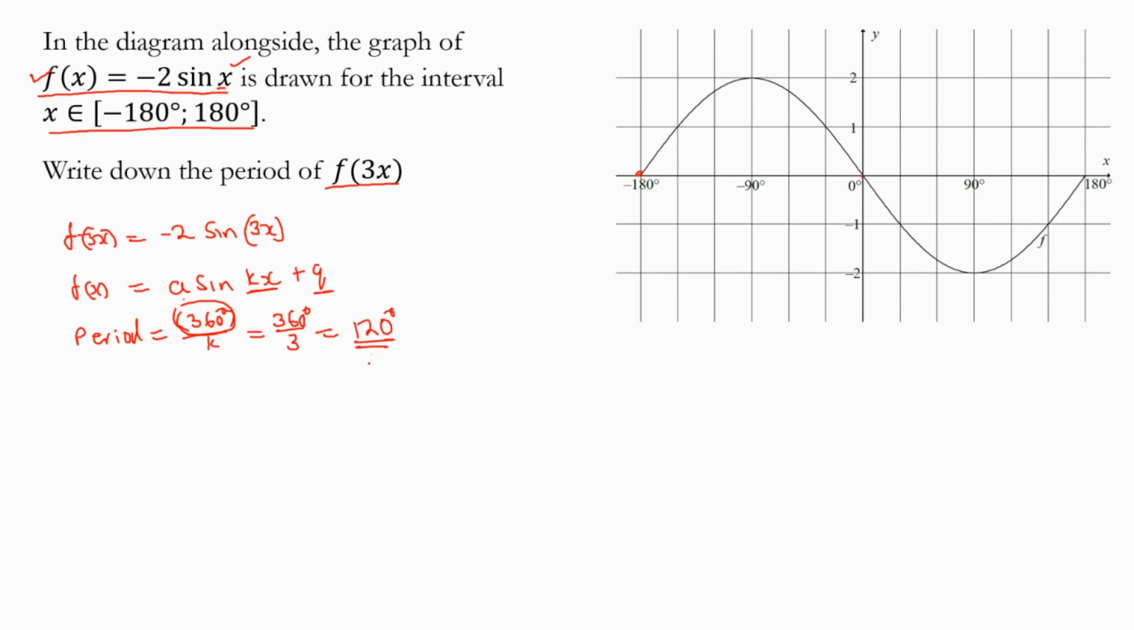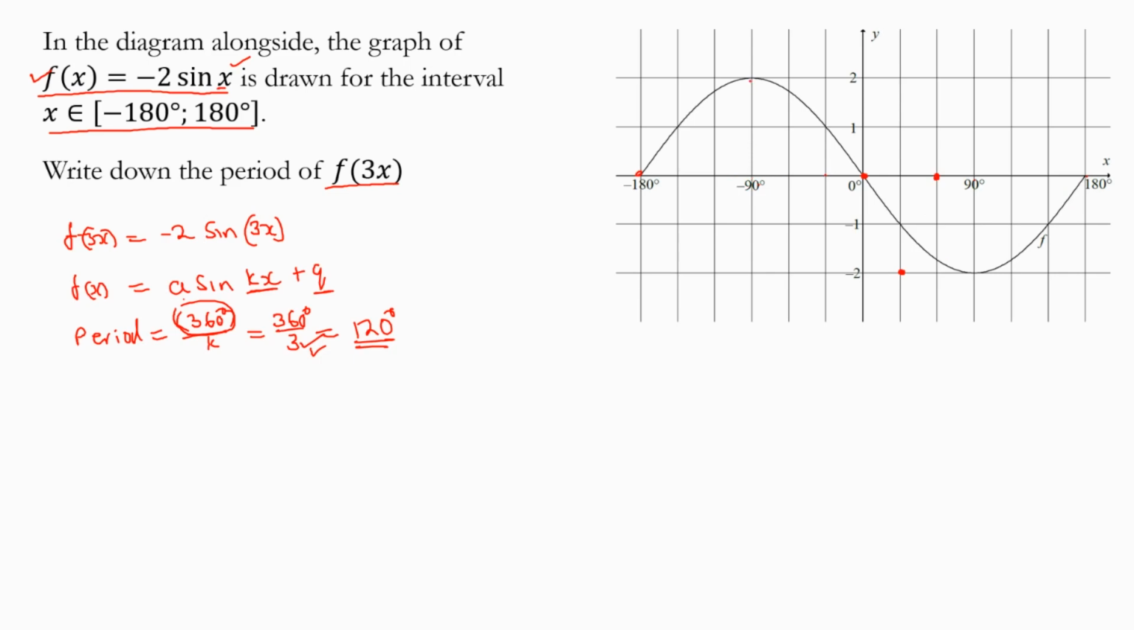See that? So it means the graph is now repeating itself after every 120 degrees. Let me try to sketch this graph. This is the origin here, and then 90 degrees. The graph is at negative 2. So now it's going to be at negative 2 at 30 degrees. We say 90 divided by 3. So we're dividing everything by the k value, 3. And then 180 degrees, we divide 180 by 3, which is 60 degrees. So it's here.